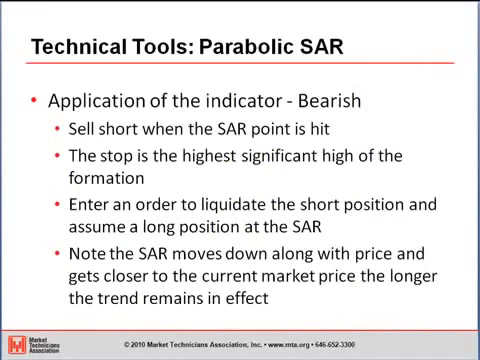How do we use the indicator when it's bearish? Obviously, that will be the exact opposite of when it is bullish. We will sell short when the stop and reverse point is hit. The stop loss will be the highest significant high of the formation, and again, we will enter an order to both liquidate the short position and assume a long position via 2 stop loss orders. Note that the stop loss point then moves down along with price, and will also get closer to the current market price the longer the downtrend remains in effect.